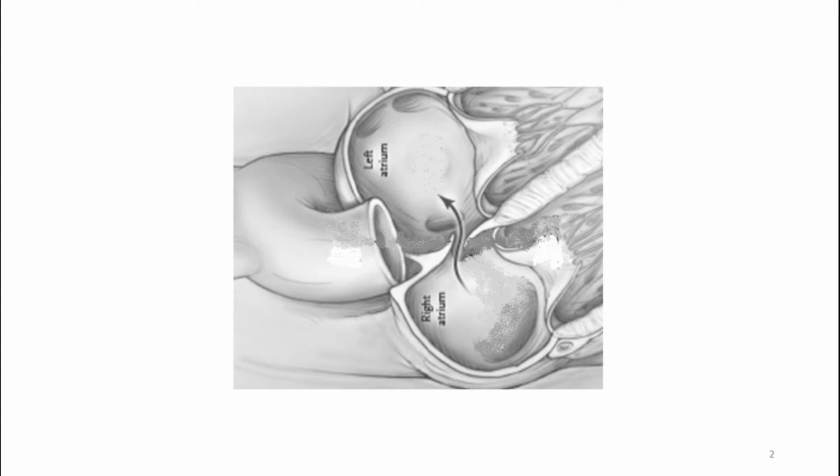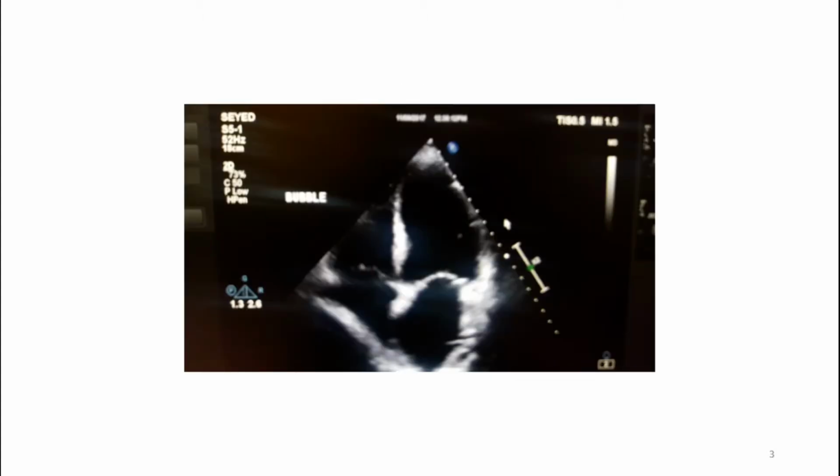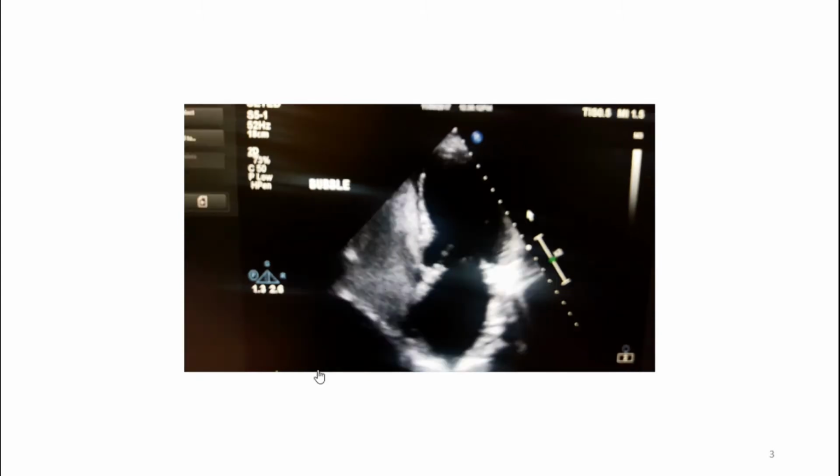Agitated saline is a solution that consists of 90% normal saline and 10% air microbubbles. Microbubbles are very tiny. Their size is between 20 to 40 microns, but they are very hyperechoic, and in ultrasound we can see them very clearly and obviously, as you see on this image.